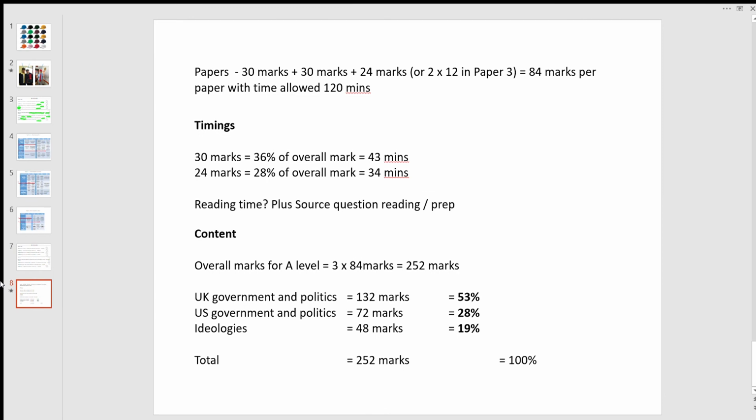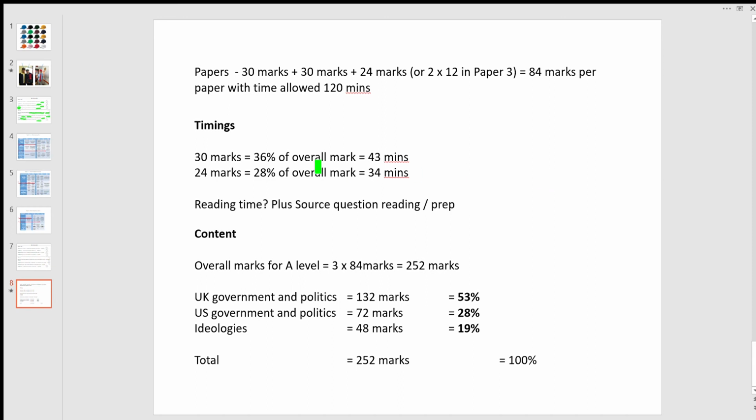Finally, question of timings, just worth having a quick look at it. So on the 3 papers, it's a 30 mark essay, a 30 mark essay, and then on paper 1 and 2, you've got a 24 mark essay, and on paper 3, that 24 marks is split into your 2 12 mark questions. So there's 84 marks per paper, and you have 2 hours to do the papers. So what kind of timing should we be spending on these essays?